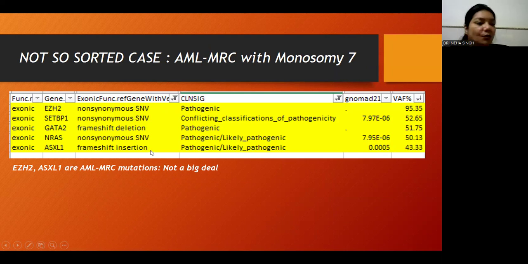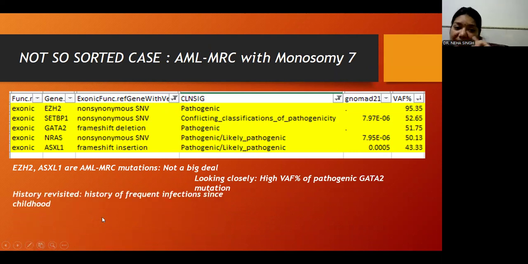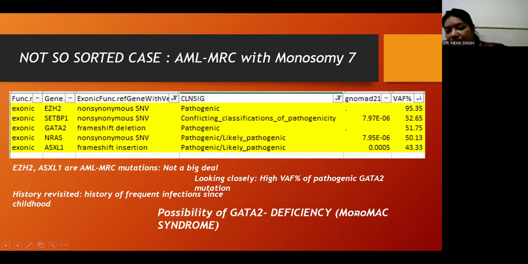The treatment is also not going to change. But what we also saw was you have a high VAF percentage of pathogenic GATA2 mutation, 51.75%. So this patient's history was revisited, and there was a history of frequent infections since childhood. There are also GATA2 deficient cases we have come across which have shown multiple episodes of infections with Mycobacterium avium complex. There have been history of sibling or parent death. So these things are classical histories that we come across. Some patients have had hearing loss. So possibility of GATA2 deficiency was suggested in this case.